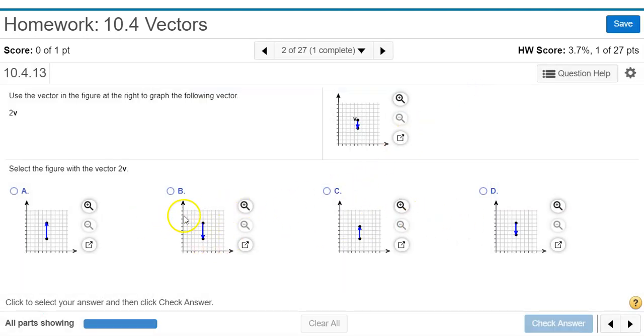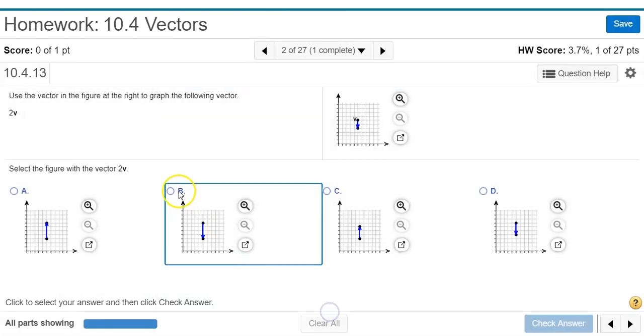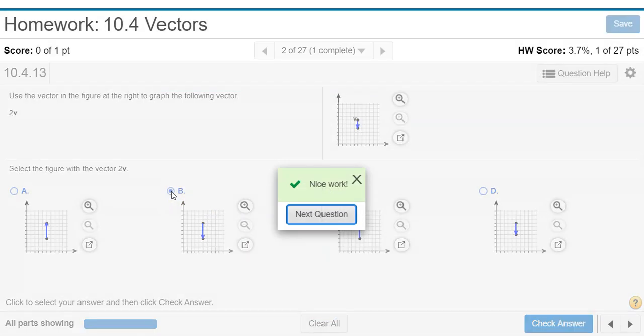It looks like it could be B or D. C looks like it would have the appropriate length, but notice, I'm sorry, A and C look like they would have the appropriate length, but they're going up. And our vector is going down. We just doubled the distance. So it should be going down 4 units. So let's count 1, 2, 3, 4. So B is the correct answer.